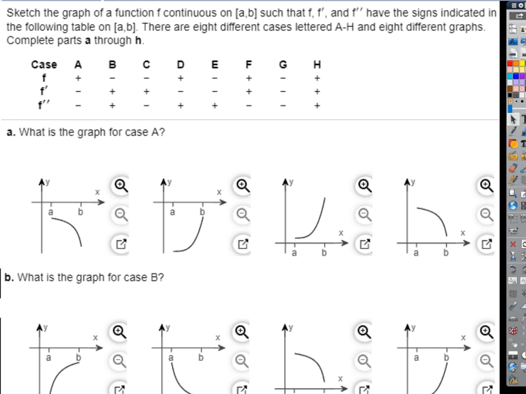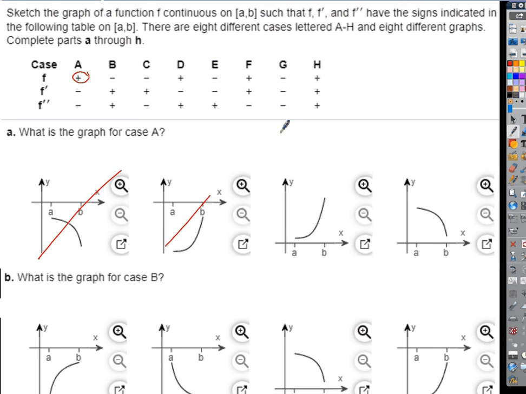It says sketch a graph of a function. I kind of cheated on this one. It's 1, 2, 3, 4, 5, 6, 7, 8 questions in one. For the first one, you want to find the function that fits these criteria: the function is positive valued on the interval from a to b, the derivative is negative valued, and the second derivative is negative valued. First of all, can we cross some of these out right away? Yes, we can cross this one out. How come? Because the function's negative there, right? The function's negative there too, so those are done.